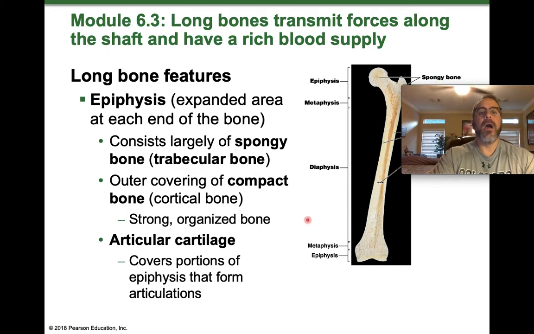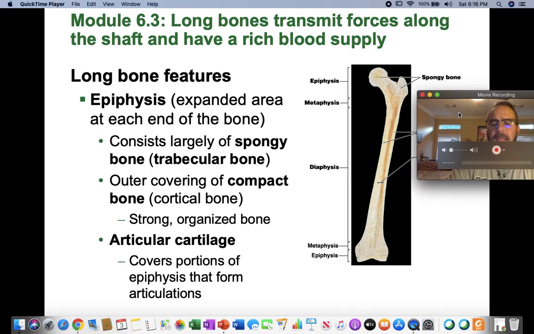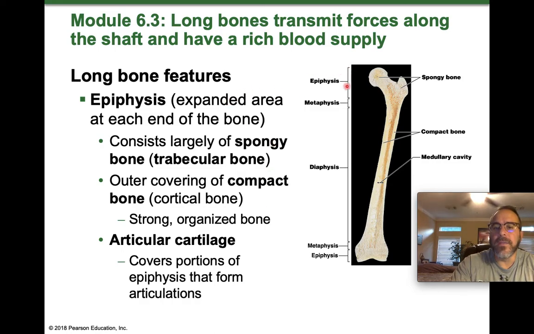Moving on. All right, so now let's talk about the long bones. We're going to focus on the long bones, and they're called long because they are longer than they are wide. And when we think of bones and we think of skeletons, that's usually what we focus on, like the arms and the legs. So long bone features, we have this region up here that is called the epiphysis. And the epiphysis is the expanded area at each end of the bone. So you have an epiphysis here at the proximal end of the femur, and then you have an epiphysis here at the distal end of the femur.